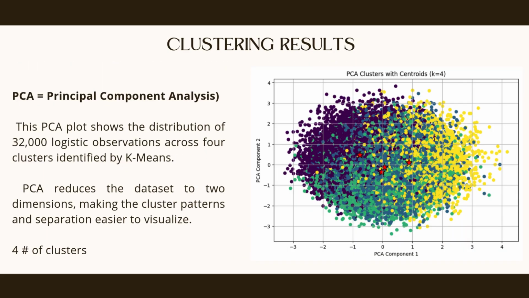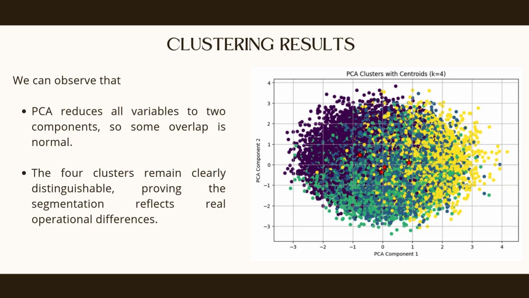Before building predictive models, we explore the data structure with k-means clustering. This PCA plot projects the 26 variables into two principal components and shows four clusters across around 32,000 logistics deliveries. PCA reduces dimensionality so we can see the cluster structure and how the routes group together in terms of behavior.